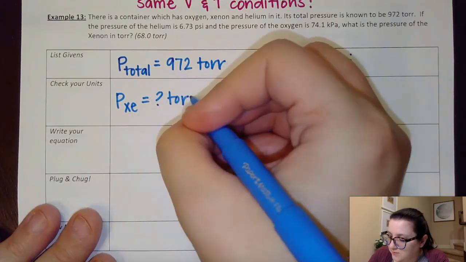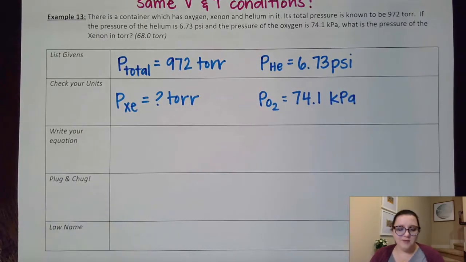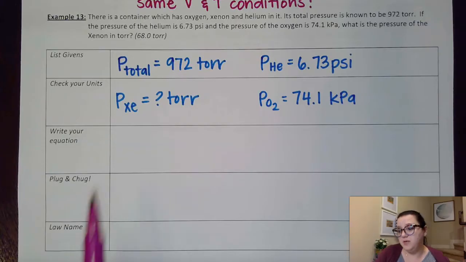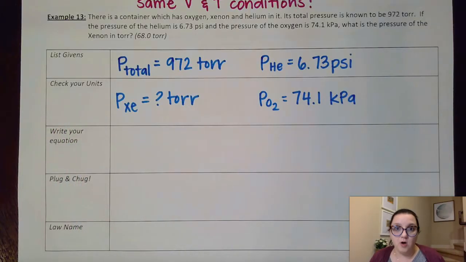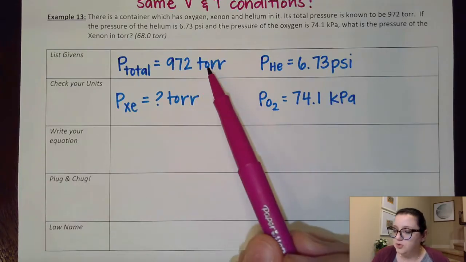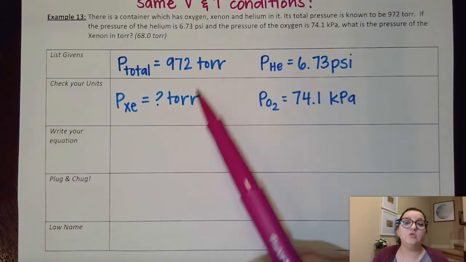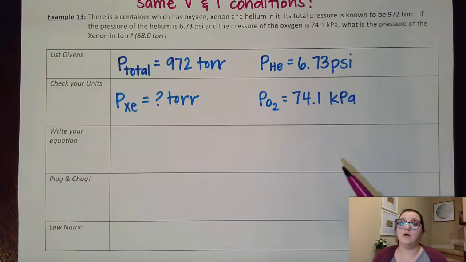Now, besides just having the same temperature and volume conditions, which we're going to assume that we have here because they didn't tell us otherwise, obviously, in order to add things up for Dalton's law, we have to be able to ensure that all of our pressures are in the same units. So just like we did before where we check our units, we want to make sure that they're all in the same unit. Well, I noticed that the total and my unknown are both in torr, but these other ones are not in torr, and so I'm going to get them into torr.